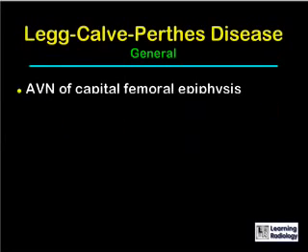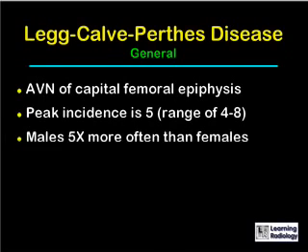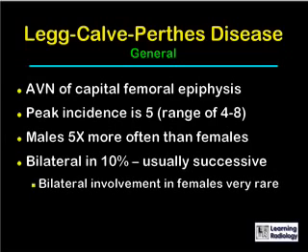Legg-Calvé-Perthes disease is essentially avascular necrosis of the capital femoral epiphysis. Its peak incidence is 5 years of age with a range of between about 4 and 8. Males are 5 times more often involved than females, and it is bilateral in about 10% of cases.